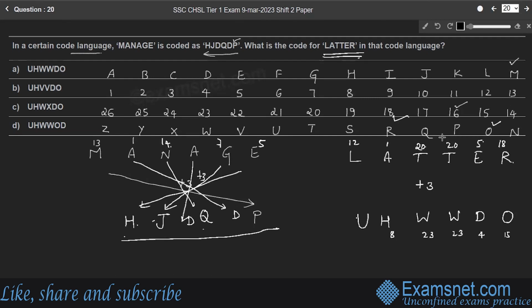Therefore, latter should be coded as UHWWDO. Look at the options. Option A is the right answer.